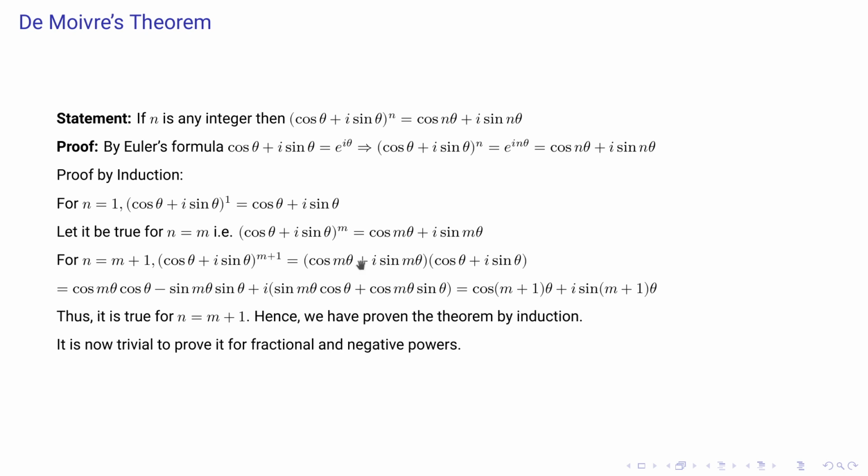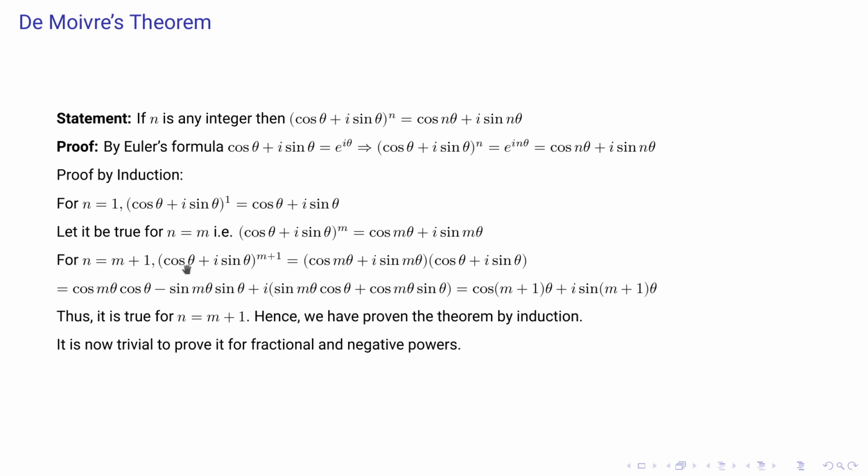Now if you multiply these two, you get cos m theta cos theta minus sin m theta sin theta plus i times sin m theta cos theta plus cos m theta sin theta. You need a little bit of knowledge of trigonometry here, because the first expression is equal to cos m plus 1 theta and the second expression is equal to sin m plus 1 theta. If you have not studied trigonometry of class 12 yet, you can just assume that this is equal to this. Later on, when you go through coordinate trigonometry, you will see how this formula comes out.